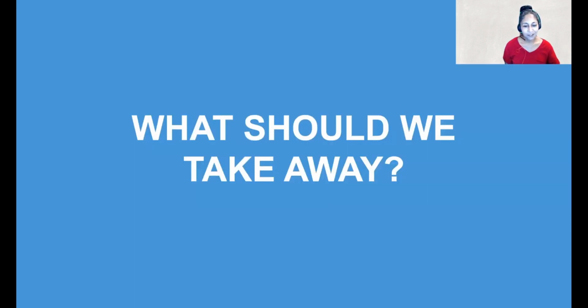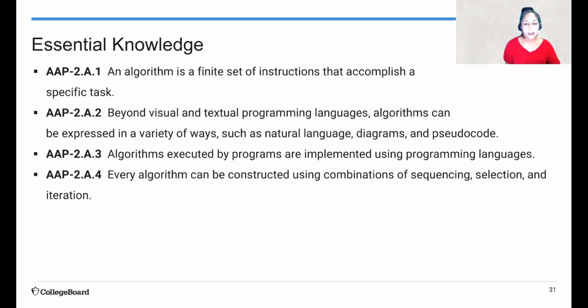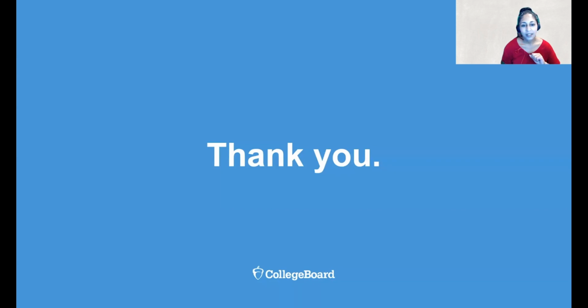So what do we take away? Just to recap, we can express algorithms with sequencing. Our algorithms are meant to be a very finite set of instructions to accomplish a task. And we can represent algorithms not just in programming languages, but we can do this in flowcharts and pseudocode. And our algorithms typically are going to consist of sequencing, selection, and iteration. In the next video we look more at algorithms.